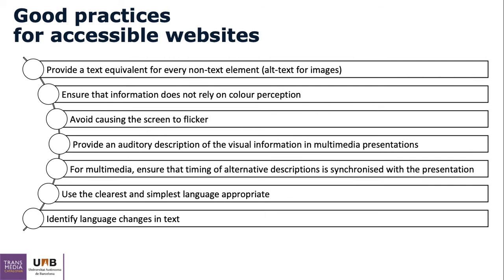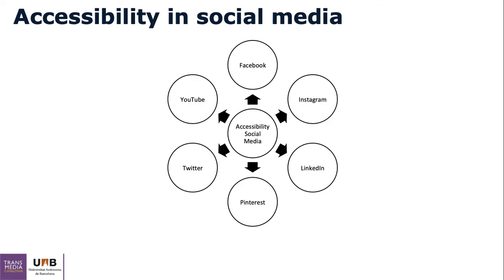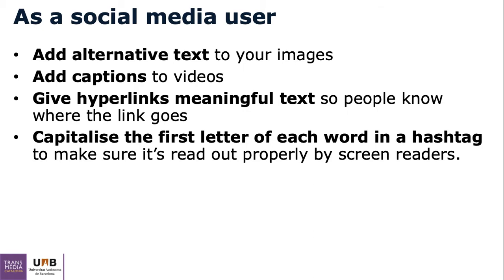These are only some basic examples of good practices, but there is a large list of issues to consider in terms of accessibility for the social media that should be considered, not only for the web, but also for the different social media networks. If you are a social media user, bear in mind some basic principles to grant access to your audience. Some examples are: add alternative text to your images, add captions to videos, give hyperlinks meaningful text so people know where the link goes. Capitalize also the first letter of each word in a hashtag to make sure it is read aloud properly by screen readers.